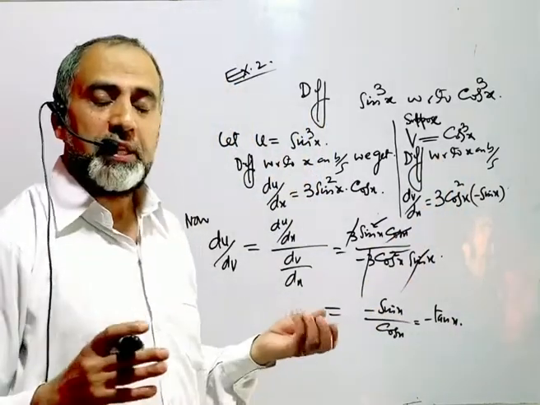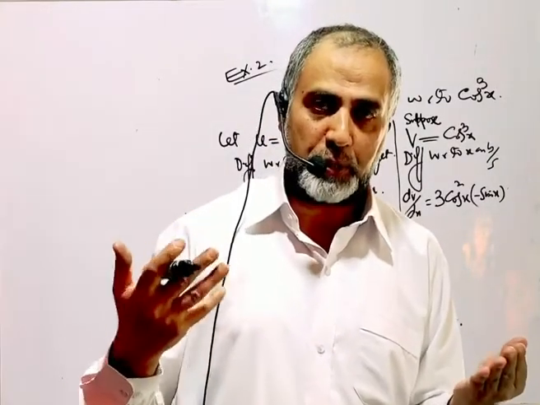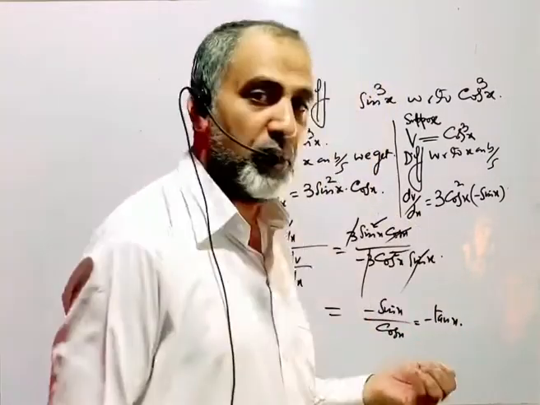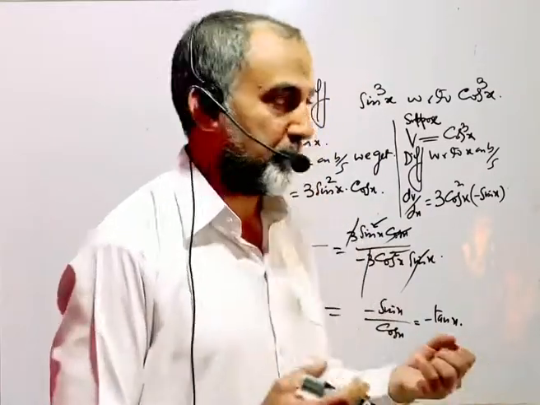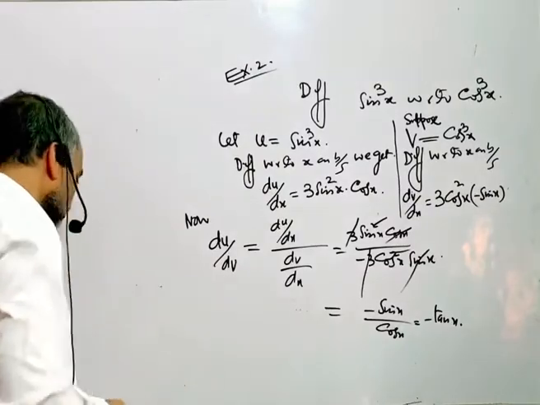Is it clear? That is the rate of change of sine cube of x with respect to cos cube of x, that is equal to minus tangent of x. You can note it down. We'll take another example, that is example third.